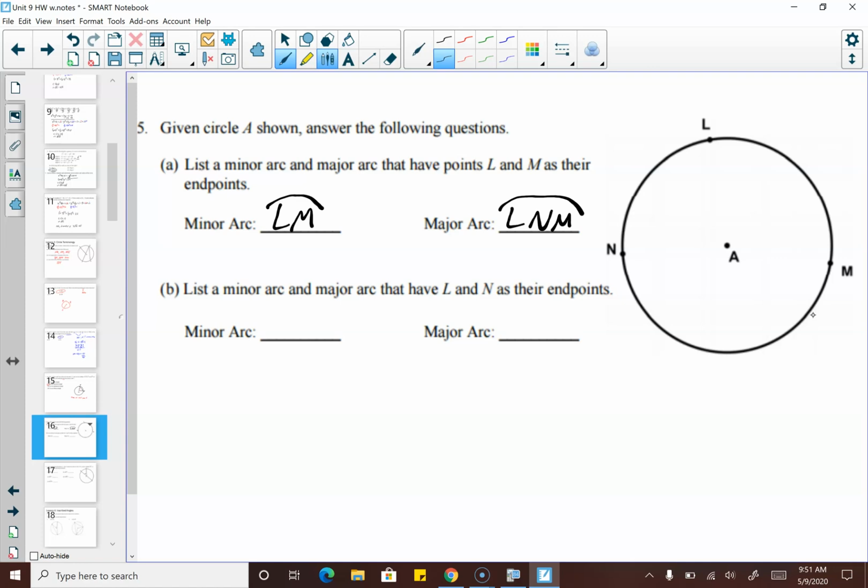N. And then same thing, let's say minor and a major that have L and N. Well, the minor arc is going to be LN, and then our major arc will be the other direction, so it will be LMN. All right, so most of those minor arcs you can usually get away with 2 letters. Major arcs typically need 3.